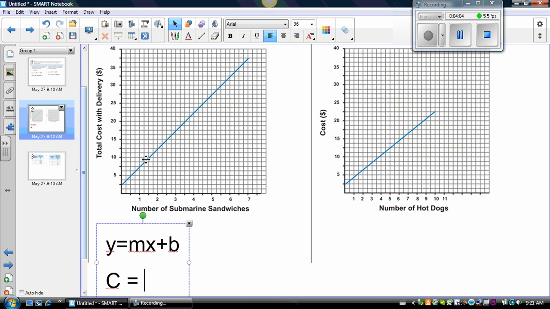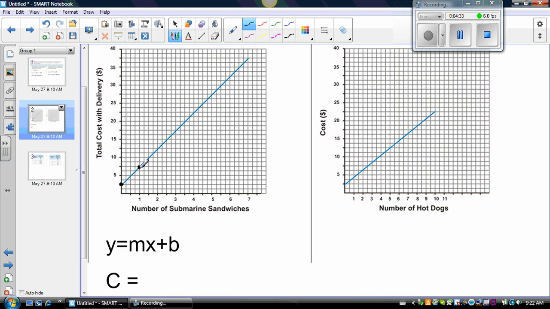All right. Now my slope in this case has to be my rate of change. So for my rate of change, I'm going to choose 2 points on the line. I'm going to choose this point right here, which is 0 and looks like 2.5. And I'm going to use this point right here, which is 1 and 7.5.